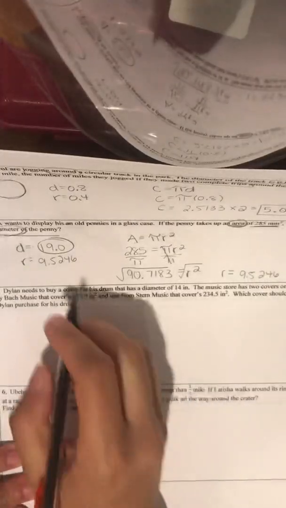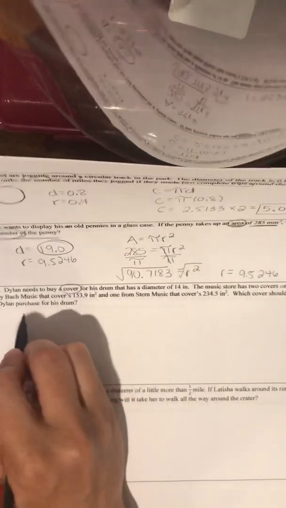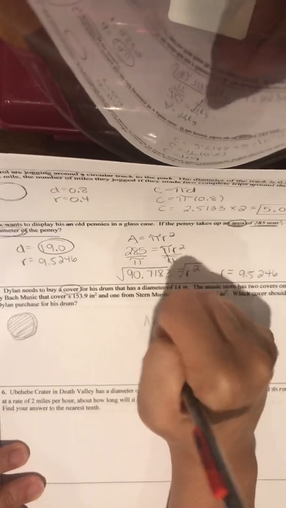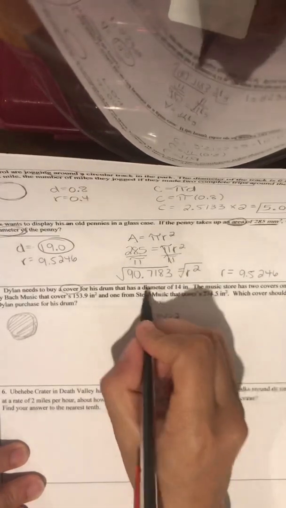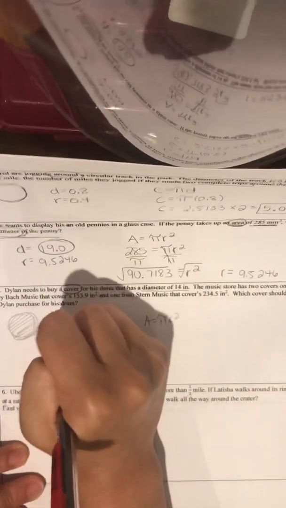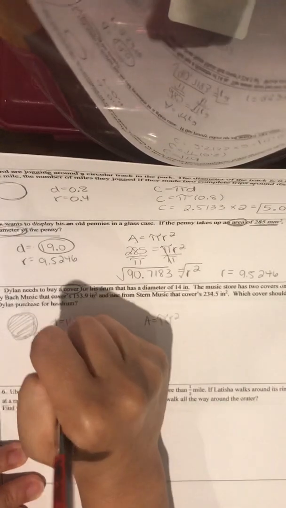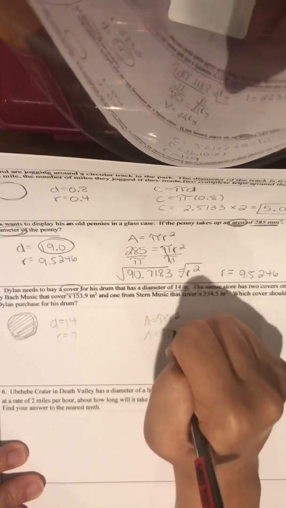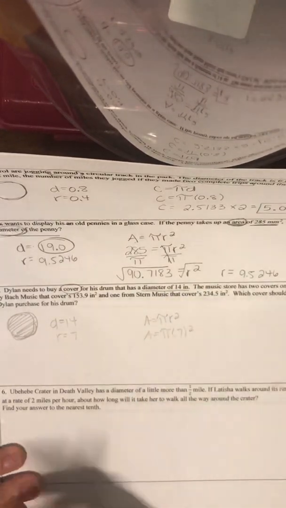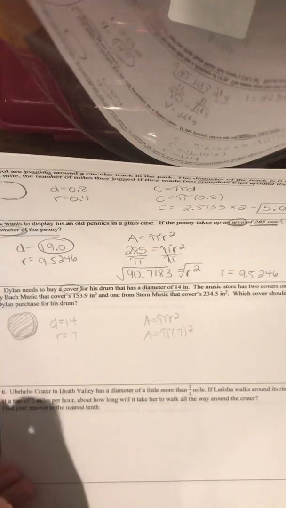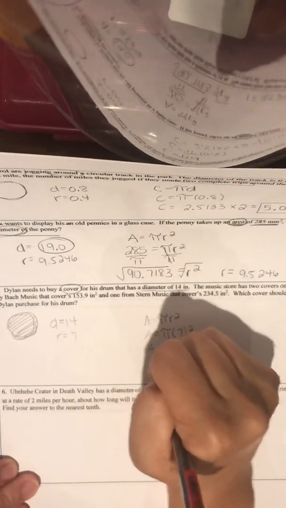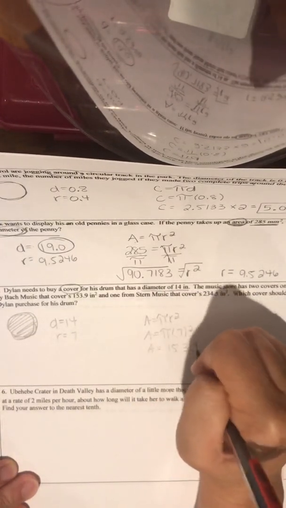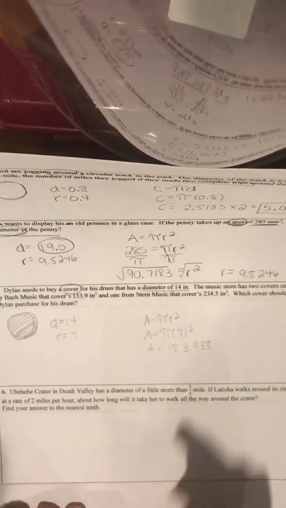Number 5, Dylan is trying to buy a cover for his drum. So if you think about the drum, he's trying to cover the whole thing, not just put it around the outside. So that's going to need area. The diameter is 14. So right away, then I can fill in that the radius is 7. So if I fill in my area and type it in, I get an area of 153.938. So that's the area I need to cover.